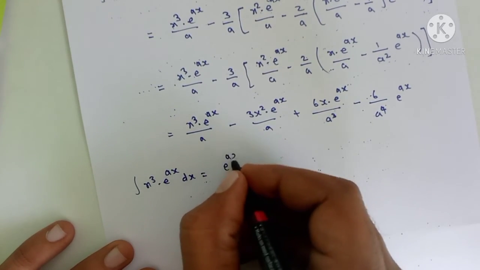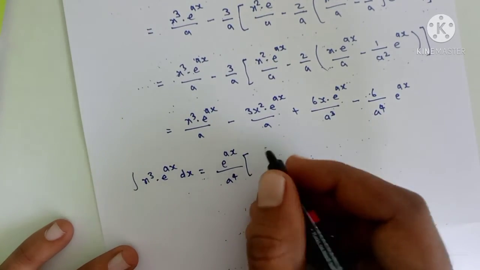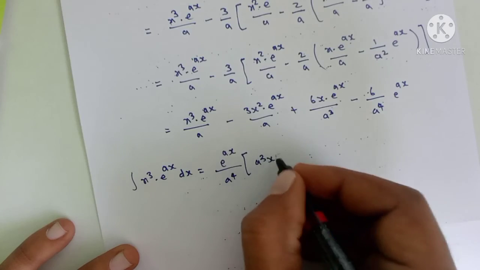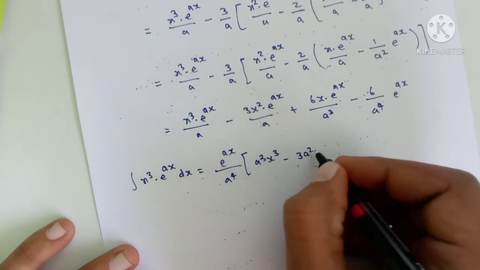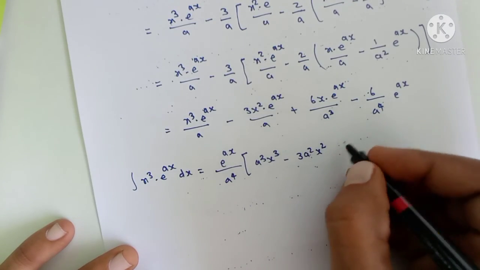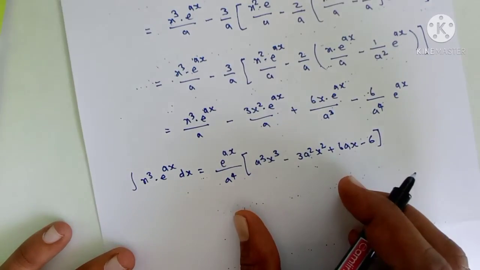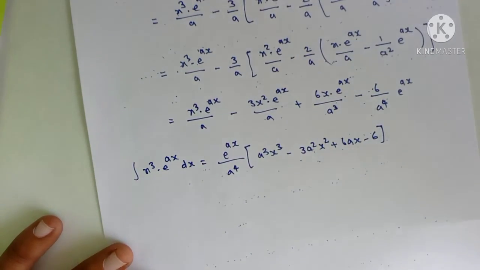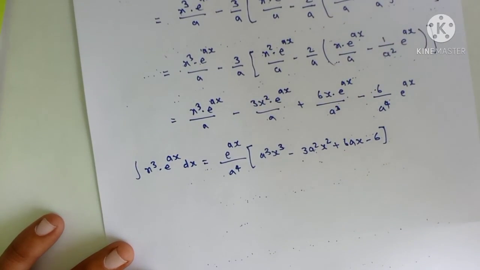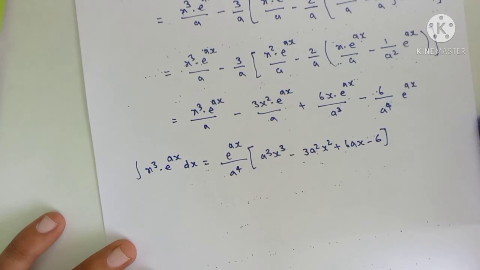e raised to ax divided by a raised to 4, then in bracket what will remain? a cube x cube minus 3a square x square plus 6ax minus 6. So this is the actual calculation of the integration of x cube into e raised to ax by using the reduction formula. So today's lecture I am going to stop over here. Thank you.